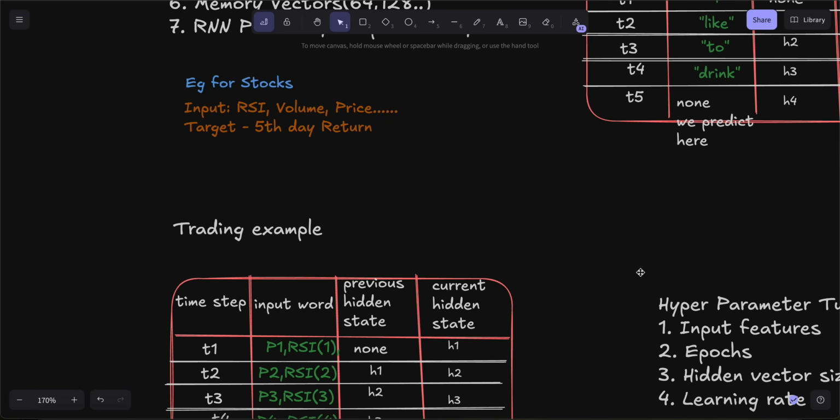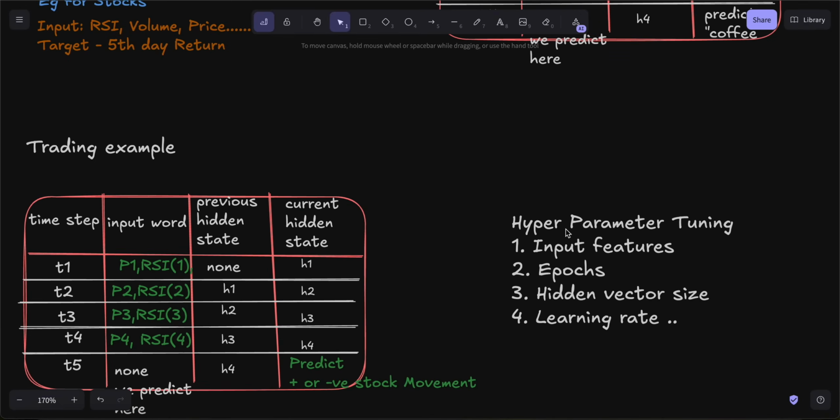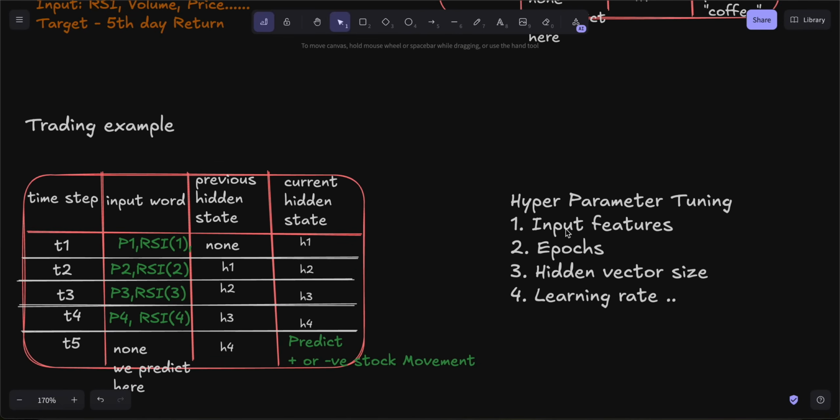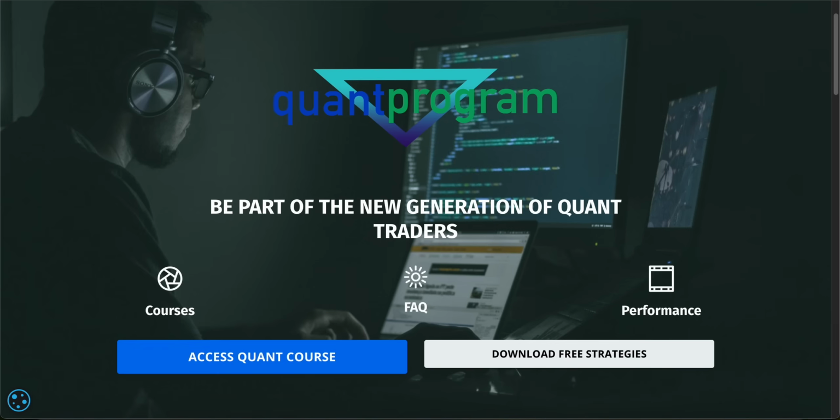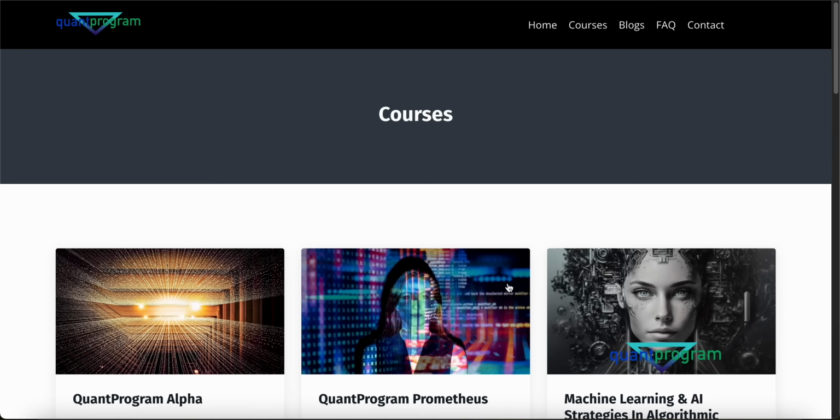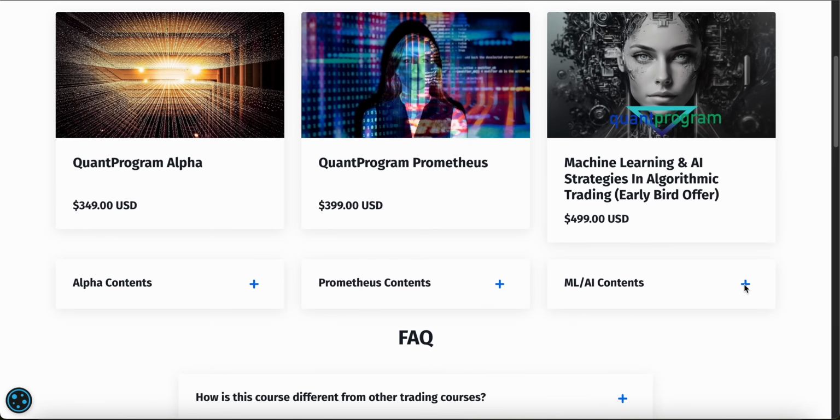You can use the hidden vector size, that's what I've said here. And you can also adjust things like learning rate. These are more complicated hyperparameter tuning, which I'm not going to explain here, but I have explained it thoroughly in our course. This is covered in our machine learning and AI course, including this strategy.